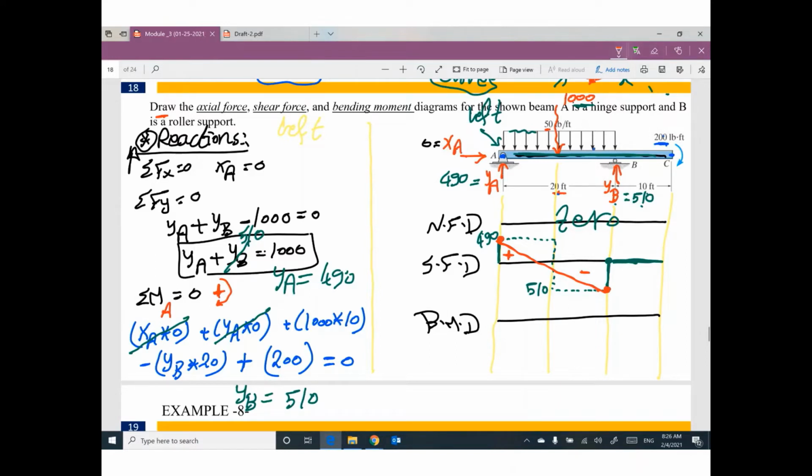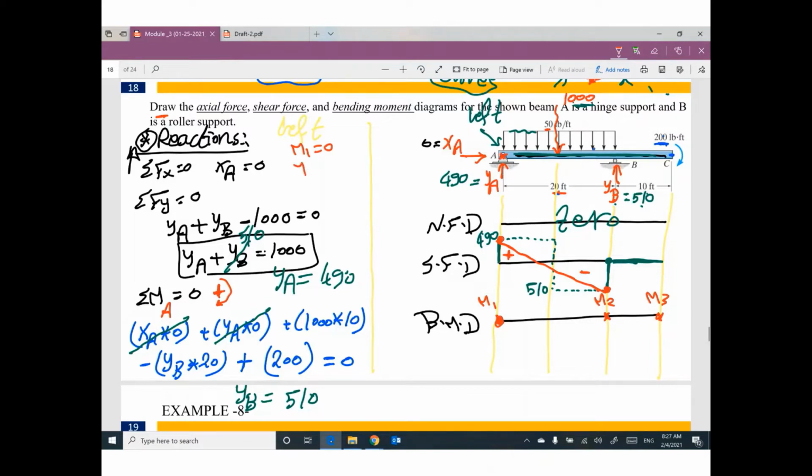We need to start for moment at this one, M1, at the end of the distributed load, M2, and M3. What is the value of M1? 0. M1 equals 0. Do you agree? M1 equal 0. This one is hinge, so it's 0.